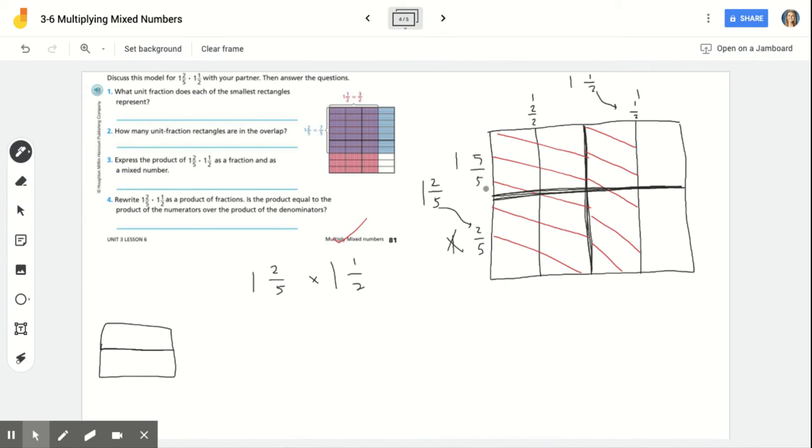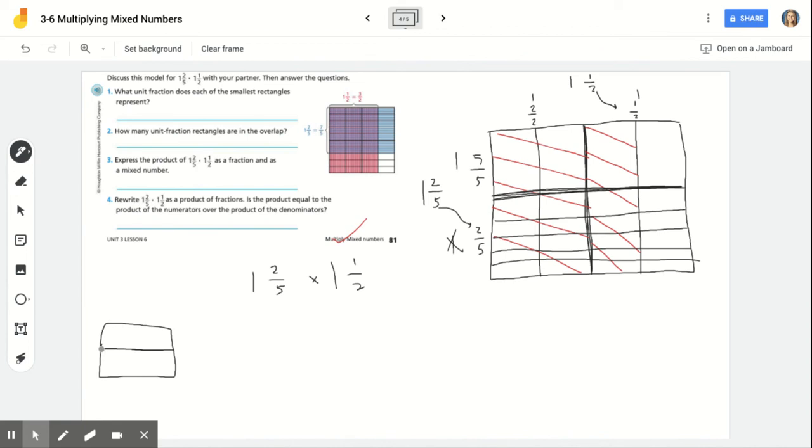So let's work with our 2/5 first. How many pieces should I split my wholes into to represent 2/5? Let's look at our denominator. 5 pieces, and here's how we're going to do it. We're going to do long horizontal lines. Oops, I should make them a little smaller. Try to make them as easy as possible. Watch me do it first. 1, 2, 3, 4, 5 total parts.